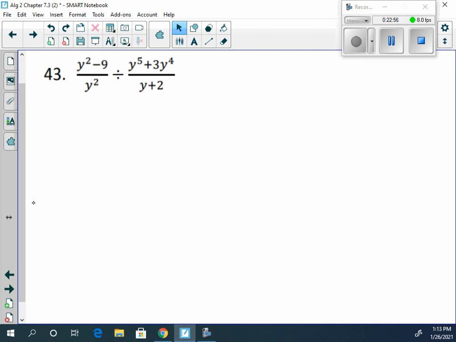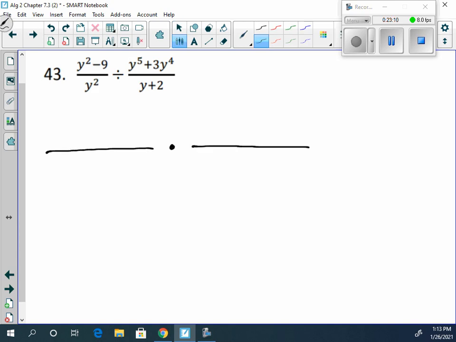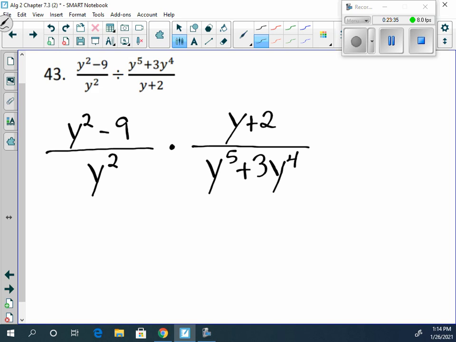Find the quotient of y squared minus 9 over y squared divided by y to the 5th plus 3y to the 4th over y plus 2. Well, again, it's probably going to be best to start off by changing it from division to multiplication. That'd be a nice little change, and we have to do it anyways. And when we change it from division to multiplication, the first rational expression stays the same. And our second one, we flip it. So we're going to have y plus 2 on top, and y to the 5th plus 3y to the 4th on bottom.